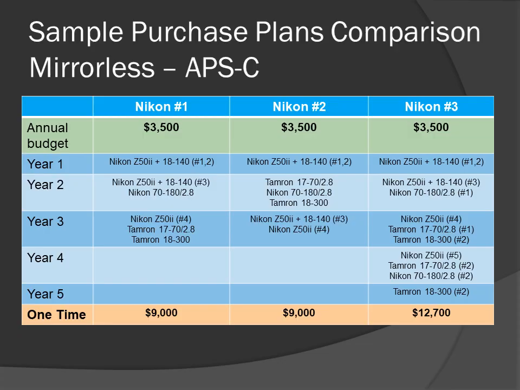The bottom line shows how much each package will cost. The advantage of buying all at once is that on day 1, you have everything you need. You don't have to wait till next year to get another lens, or the year after to get a different lens. Everything is there for you on day 1. But you have to have that much money in your funds. If you don't, then you're going to have to budget by year.